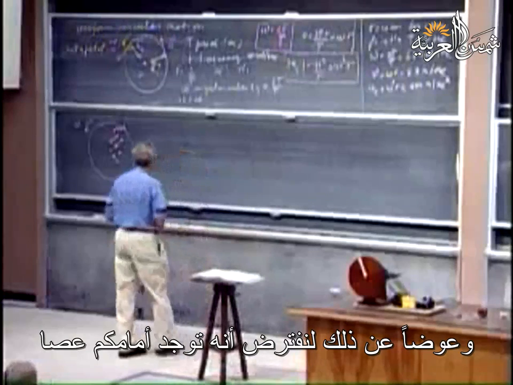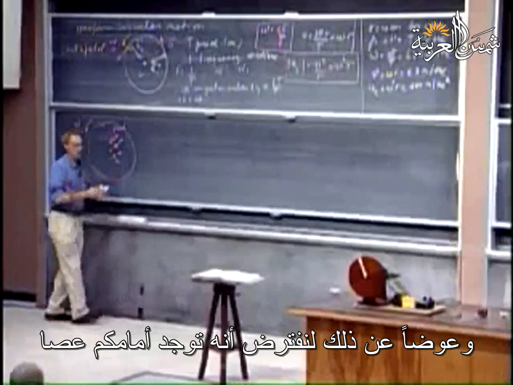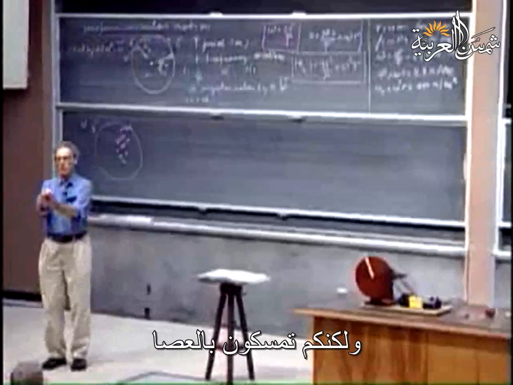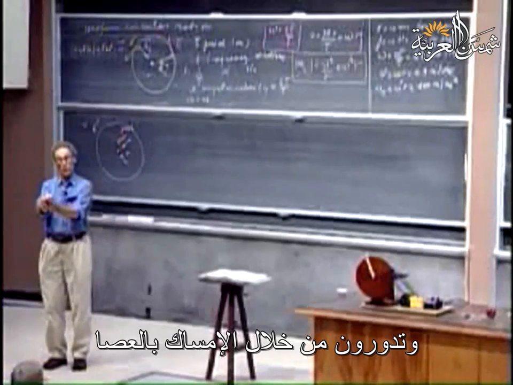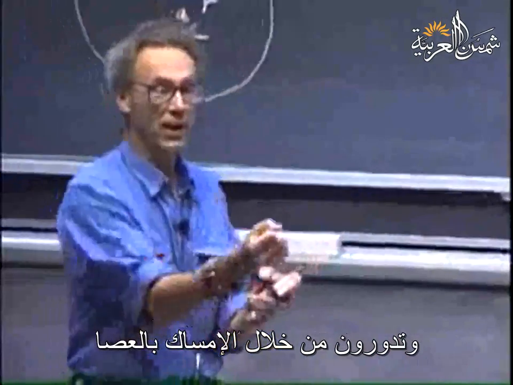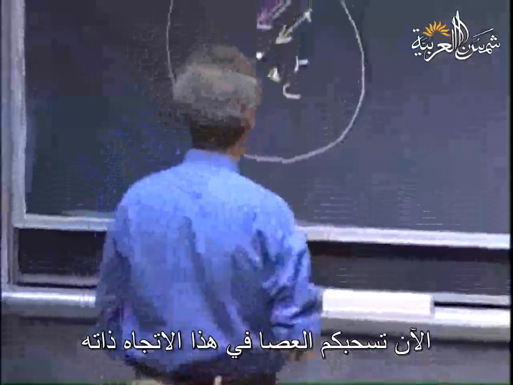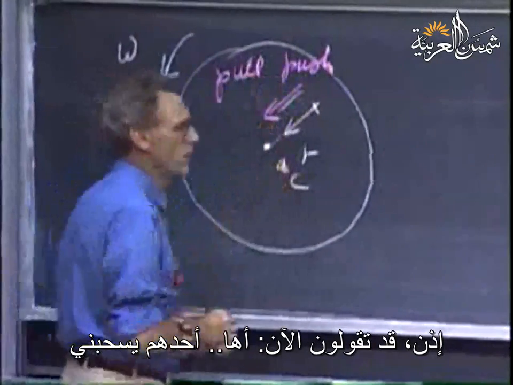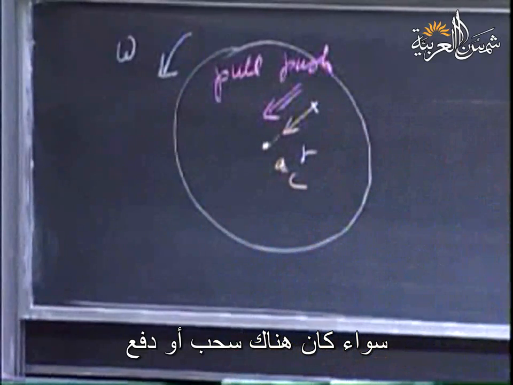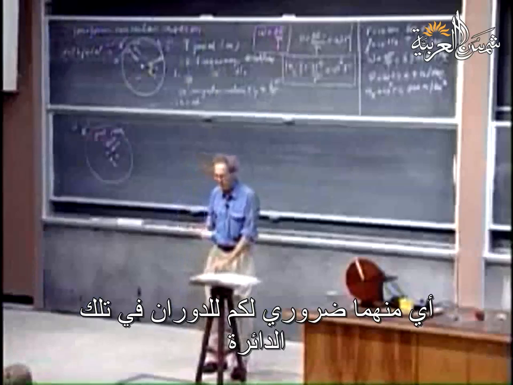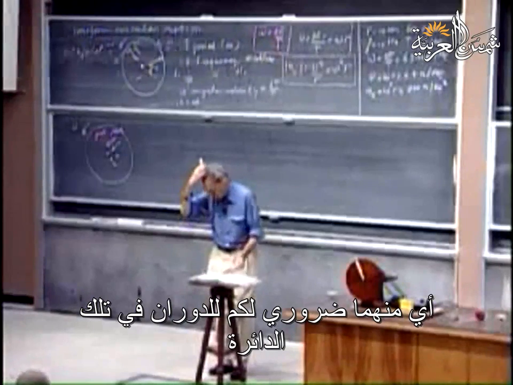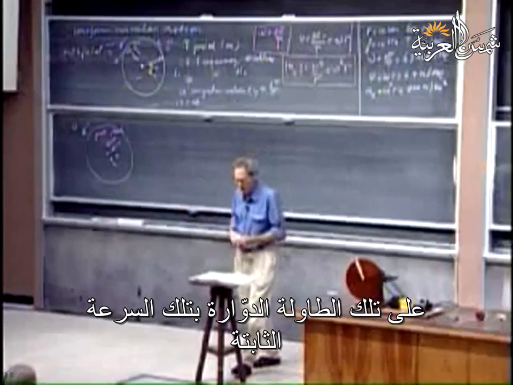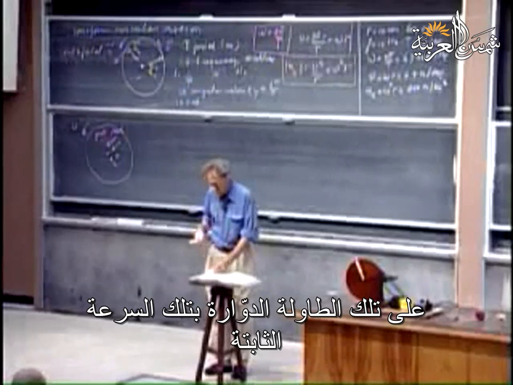Alternatively, suppose you had in front of you a stick. You're not sitting on a chair, you don't get a push from your back, but you hold on to this stick, and now you can go around by holding on to the stick. Now the stick is pulling on you in the same direction. So now you would say, aha, someone is pulling on you. Whether it is the pull or the push, either one of the two is necessary for you to go around in that circle on that turntable with that constant speed.